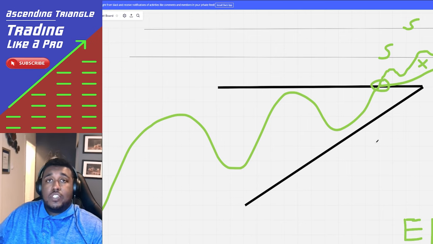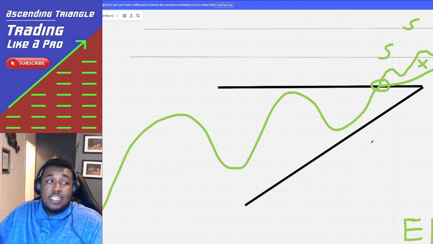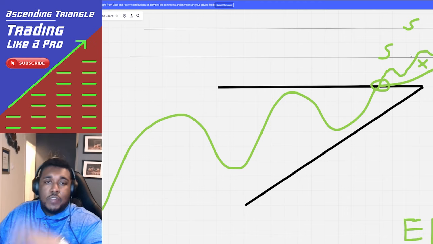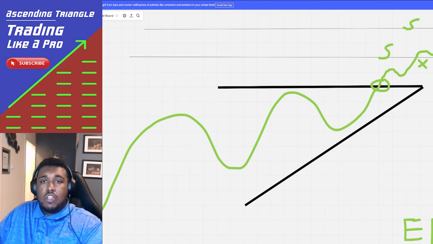Because if you guys actually look at the Bitcoin charts right now, we are in a massive ascending triangle, and we're coming from up and we're going down. So most likely we should be breaking down here pretty soon. But that's for another video, right? So that's how you would want to trade on the way going up.